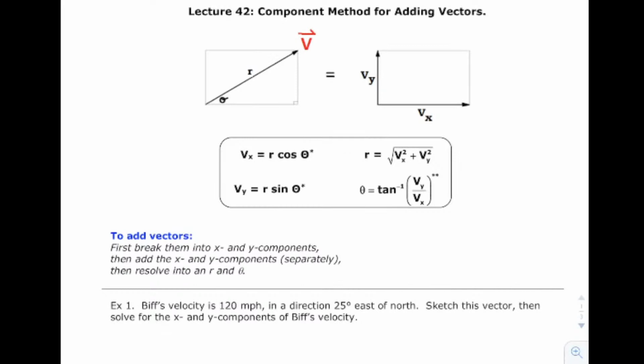Welcome to lesson 42. We're going to add some vectors together. So first, let's recall what we were doing last time.